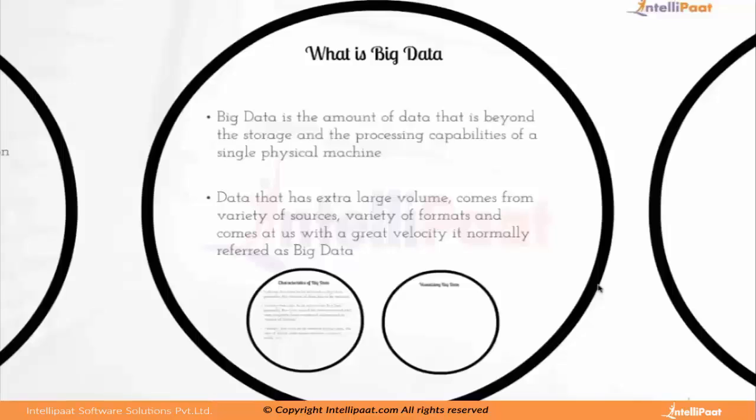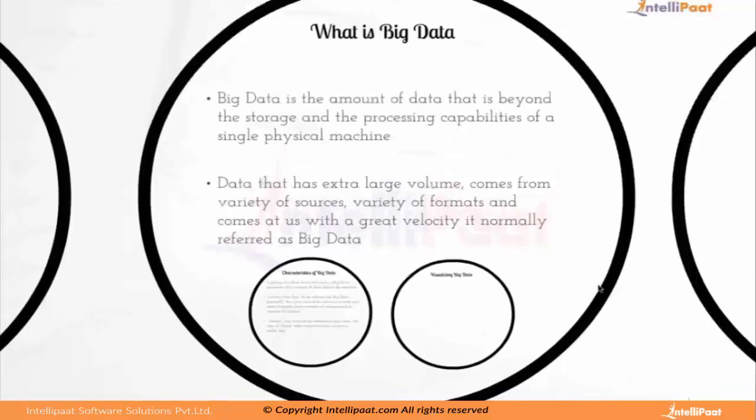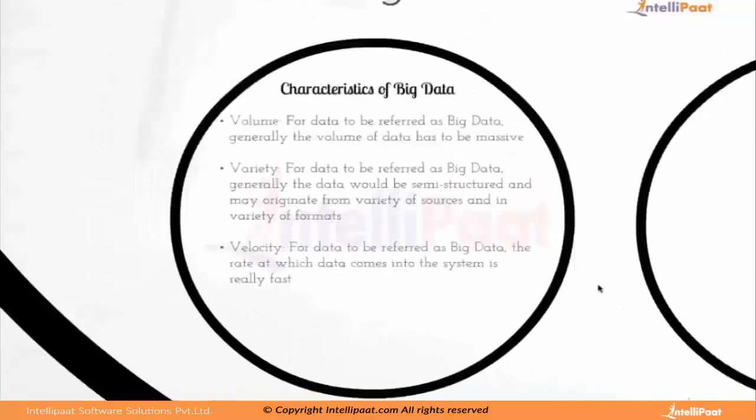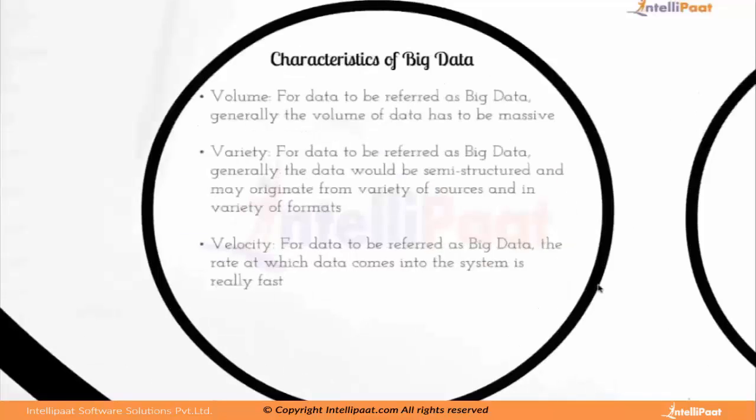So the first dimension of big data is extra large volume. Data that has extra large volume comes from a variety of sources, in a variety of formats, and comes with a great velocity. So the first dimension of big data is volume, second is variety, and third is velocity. Typically when you talk about a big data implementation, you are referring to the fact that the amount of data newly getting generated is really fast. Looking at big data, these are the three most important dimensions or characteristics.